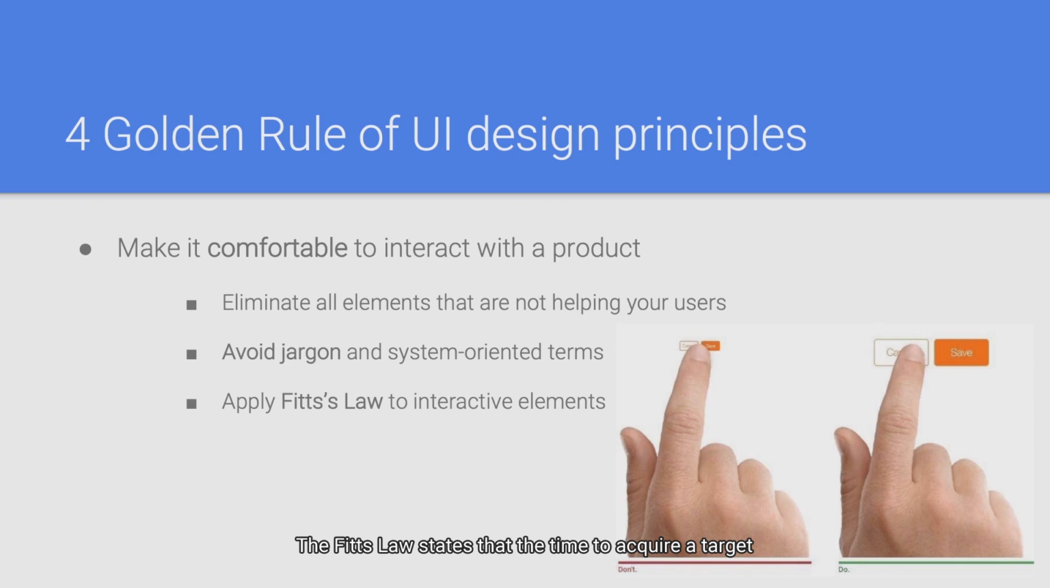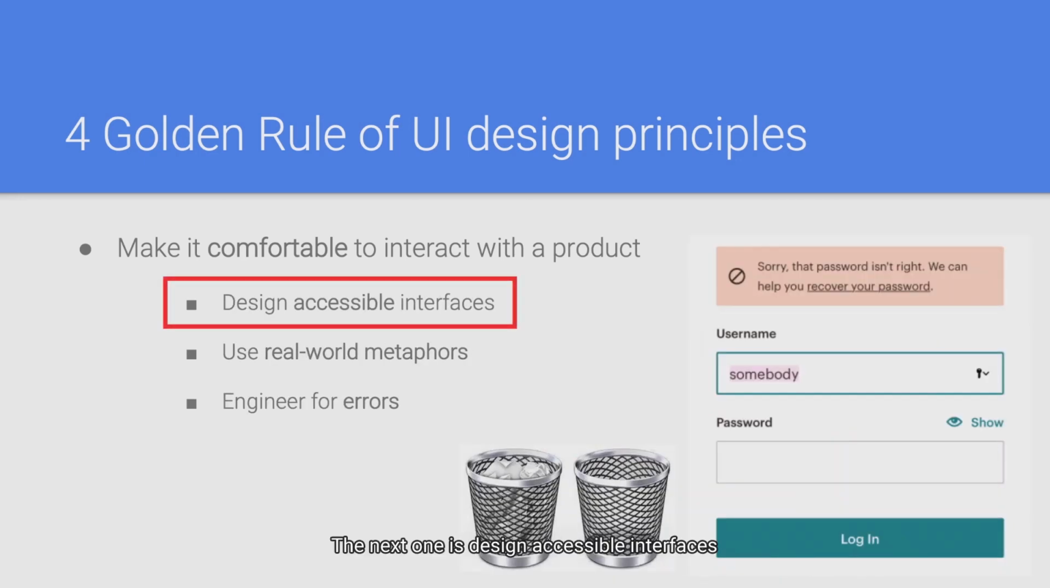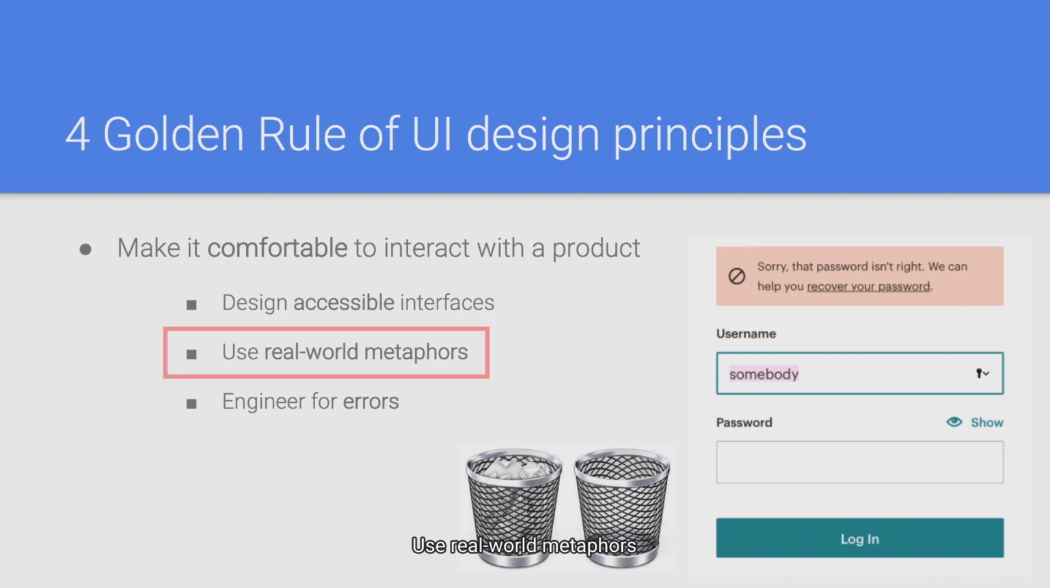The Fitts law stated that the time to acquire a target is a function of the distance to the size of the target. That means it's better to design a large target for important function, as big buttons are easier to interact with. The next one is design accessible interfaces. Use real-world metaphors and engineer your interface for error.